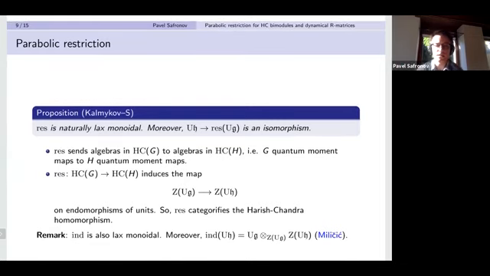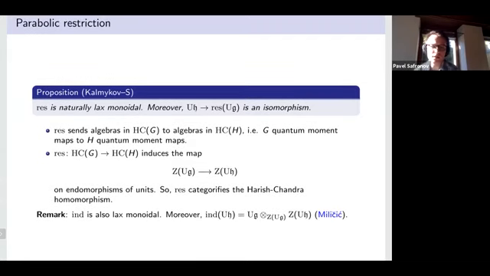Another thing is that, okay, I said that you have a map on units, which is an isomorphism. So you can look at the endomorphisms of units, and you can see what this gives you. This map on endomorphisms of units is just the Harish-Chandra homomorphism from the center of the universal enveloping algebra to the symmetric algebra on the Lie algebra h.